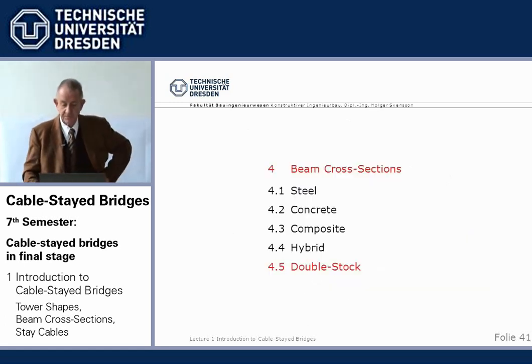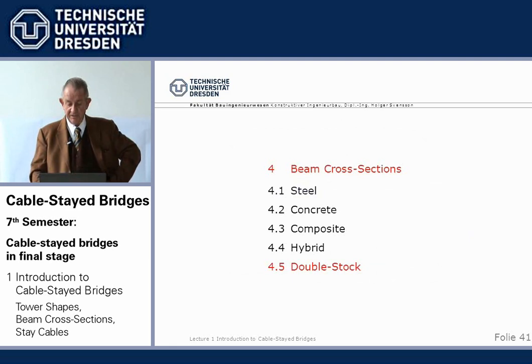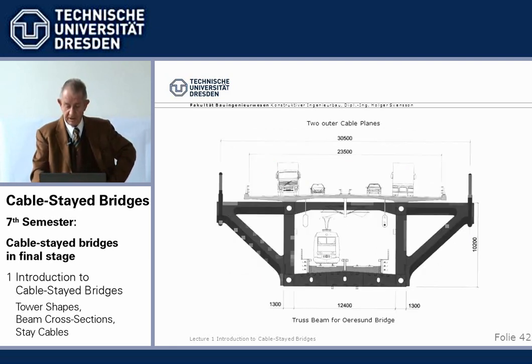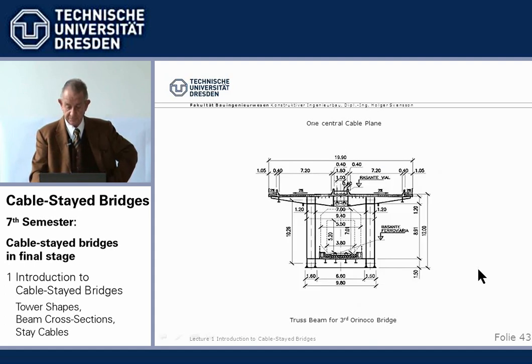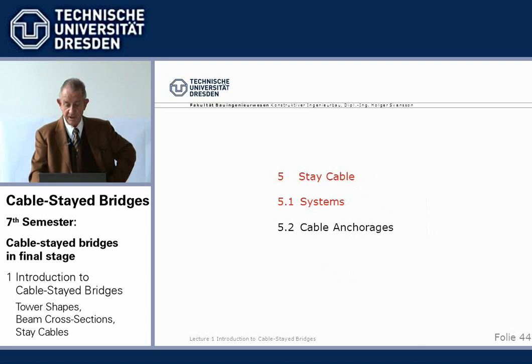Okay, finally we have a double-deck cross-section, which is basically a truss where we have, say, roadway on top and railway at the bottom. We can have that for two and one cable plane.